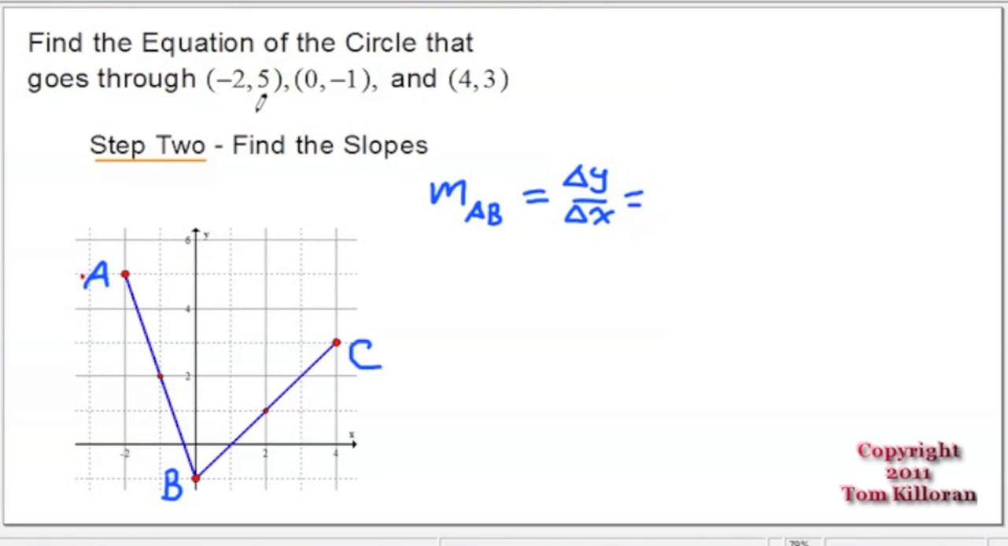So when you do the change in y's between A and B, you're going to be doing 5 minus -1 for the change in y, and then for the change in x, it's going to be -2 minus 0.